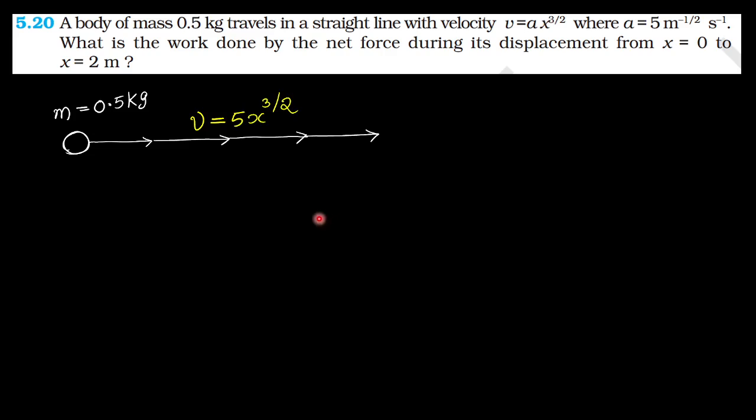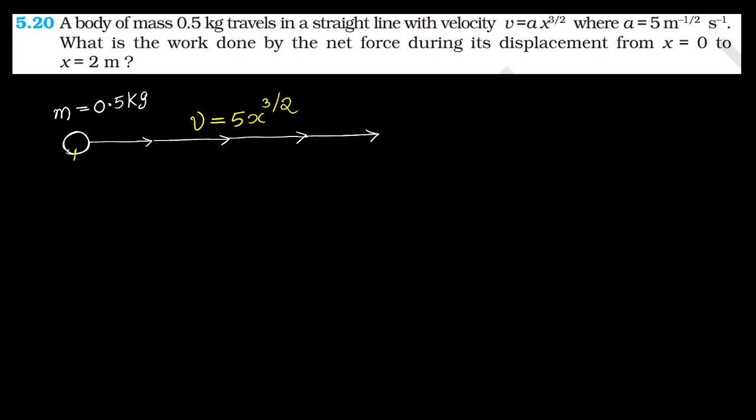You can zoom if it is not visible. X is the position, the displacement mentioned in the question. X is the position of the body. So this formula means that as the position of the body changes, the velocity changes. X stands for the position, right?